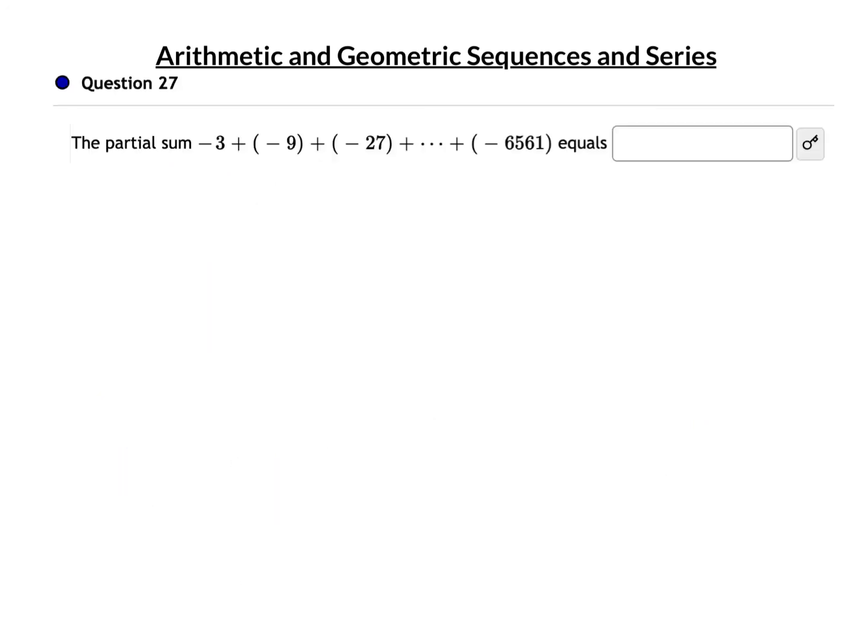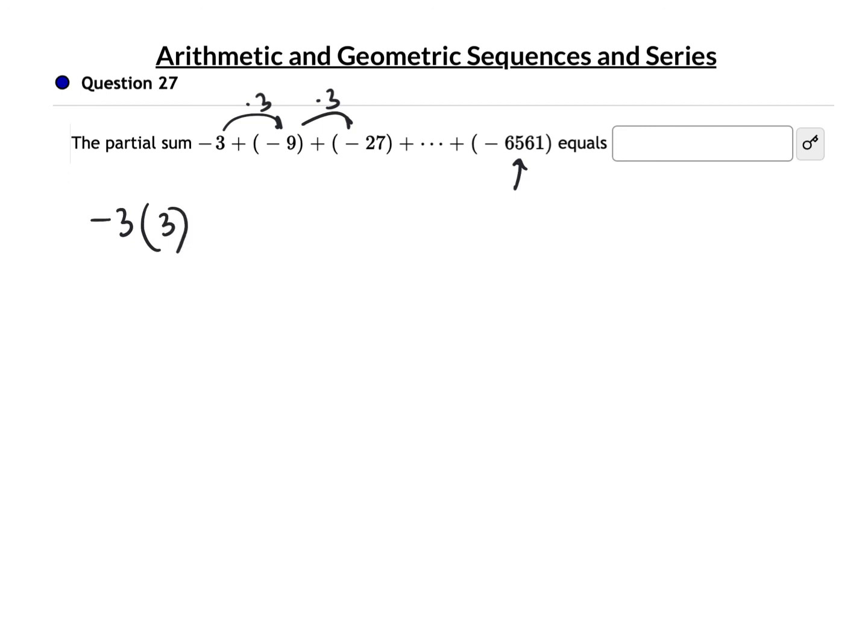Question 27. This is a lot like the arithmetic question we had. In order to add these up, we need to know how many terms are there. Let's find what term this is. My sequence starts at negative 3. Every time it moves one spot, it multiplies by 3. That's the common ratio, current divided by previous.